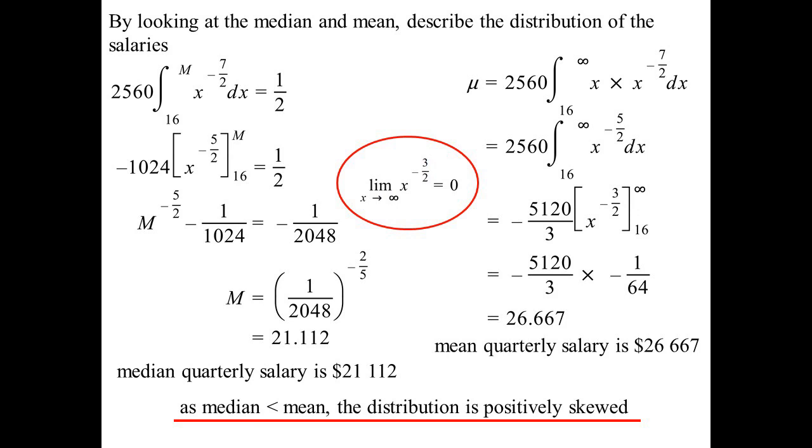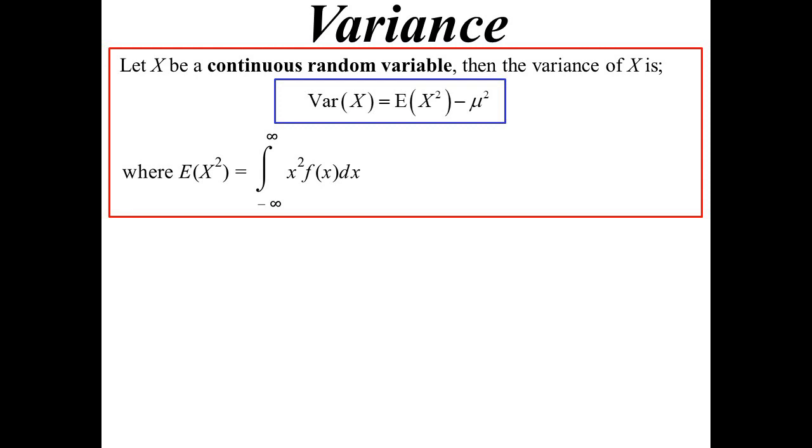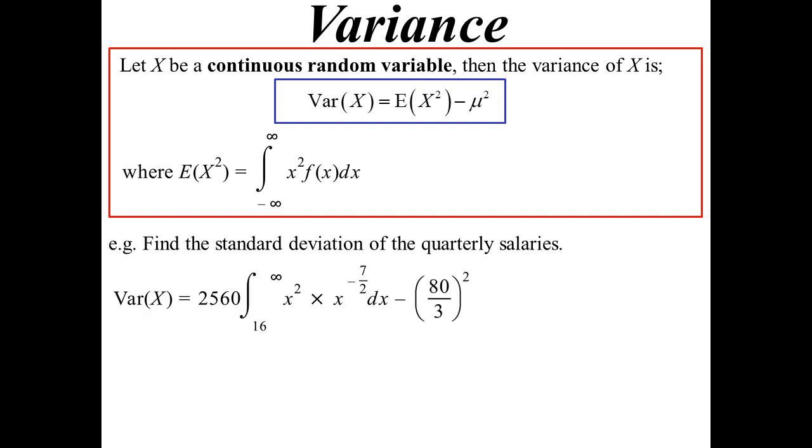So positive skew. Now variance, how do we find that? Well, again, it's going to be exactly the same. Expected value of x squared minus mu squared. So expected value of x squared would be x squared times function f(x). Just like when we did it with discrete ones, it was x squared times probability of x. Same sort of idea. So let's find the standard deviation. Again, pull out the 2,560. It'll be x squared times x to the minus 7 on 2, but then minus the mean squared, which we just found out was 80 on 3.